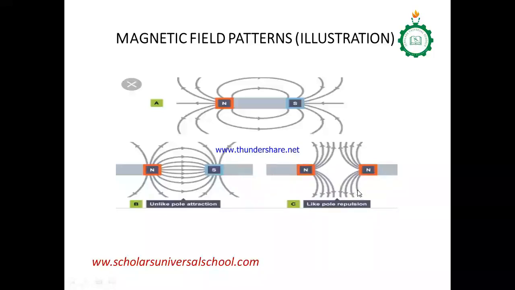But these are like poles. We have the north and the north. This one is going to look for the south pole, and this one is going to look for the south pole. Since both are north, they will not attract.